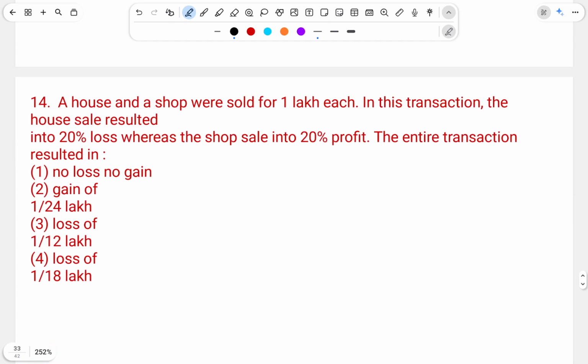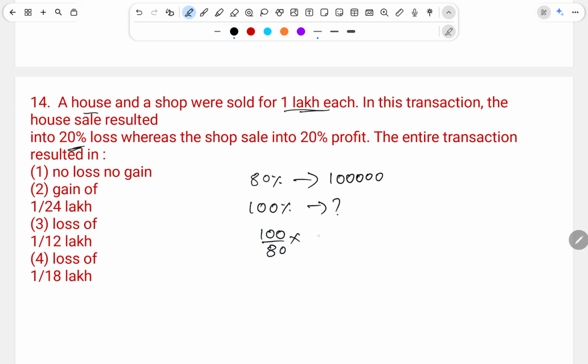A house and a shop were sold for 1 lakh each. In this transaction, the house sale resulted in a 20% loss, while the shop sale resulted in a 20% profit. The entire transaction resulted in? So this is SP. First one, house. House sold for a loss. Loss of 20 means 80% is 1 lakh. Then 100% CP will be what? 100 by 80 into 1 lakh.